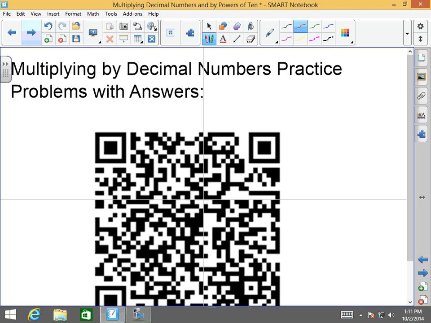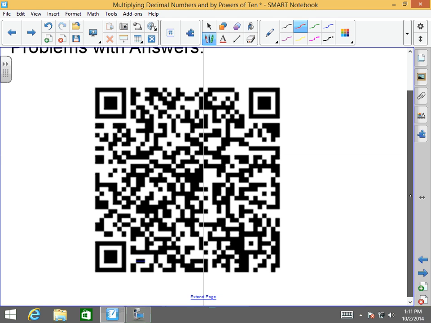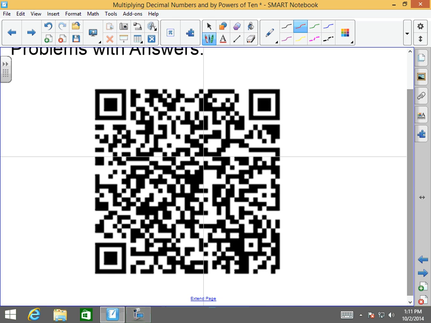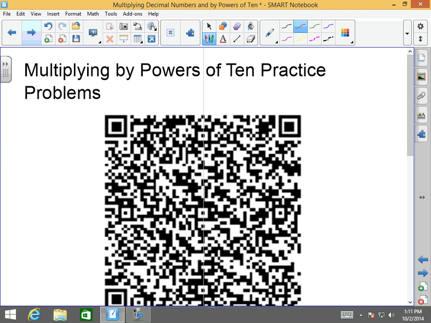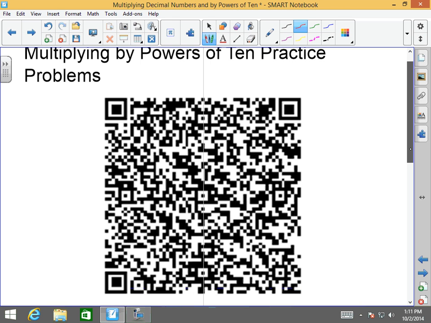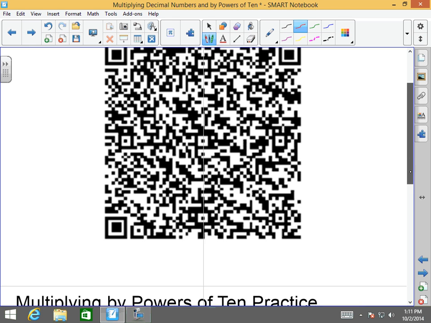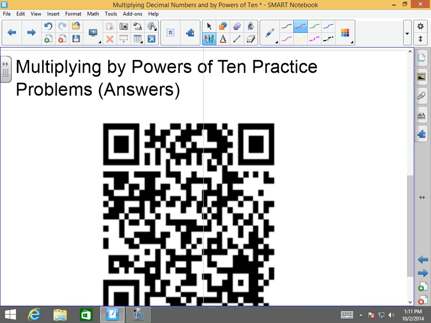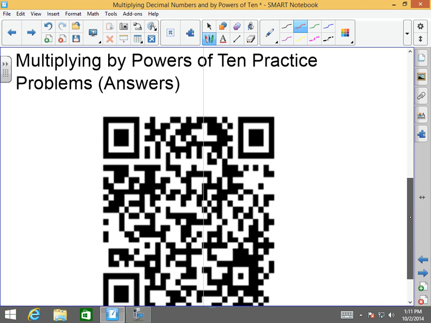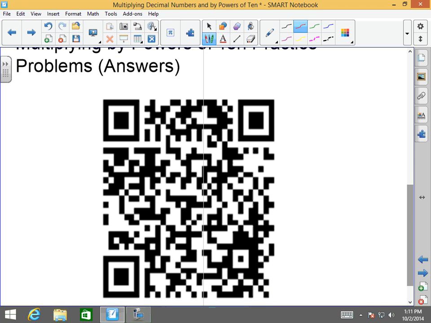All right, my brothers. Now, check it out. I have here for you multiplying by decimal numbers practice problems with answers. And then on the next page, I have multiplying by powers of 10 practice problems. And then below that, I have the barcode for the multiplying by powers of 10 practice problems answers. And let's do it. I hope you learned a lot. Thank you very much and have a great day.